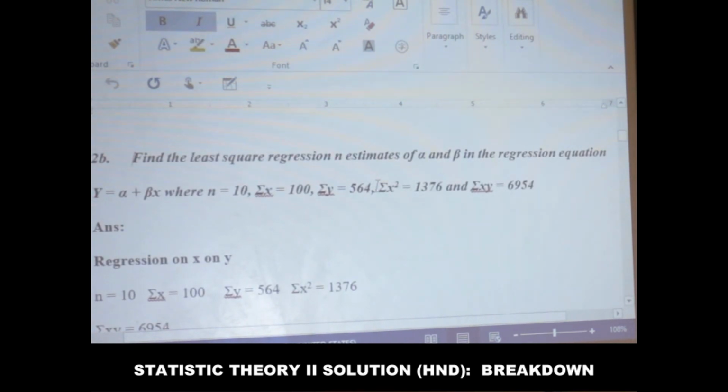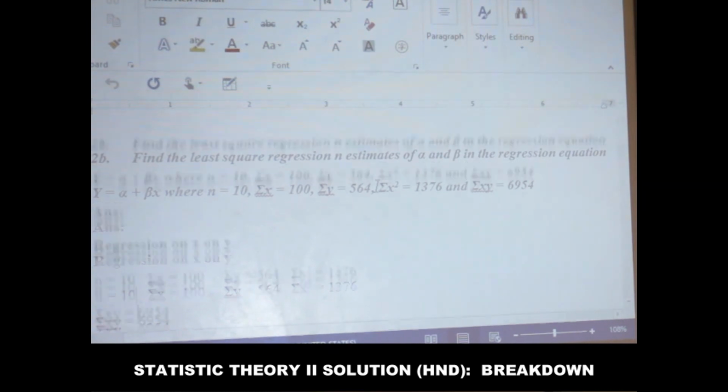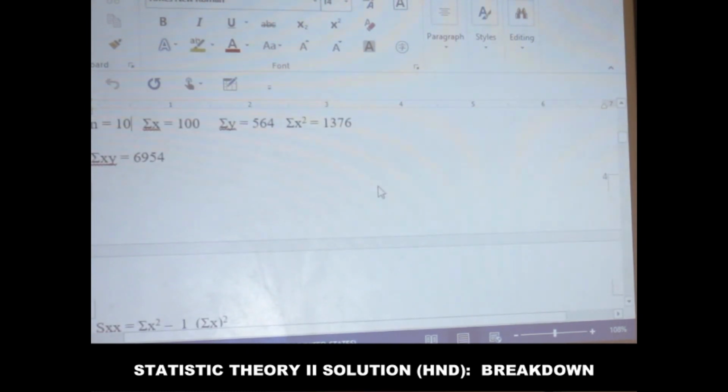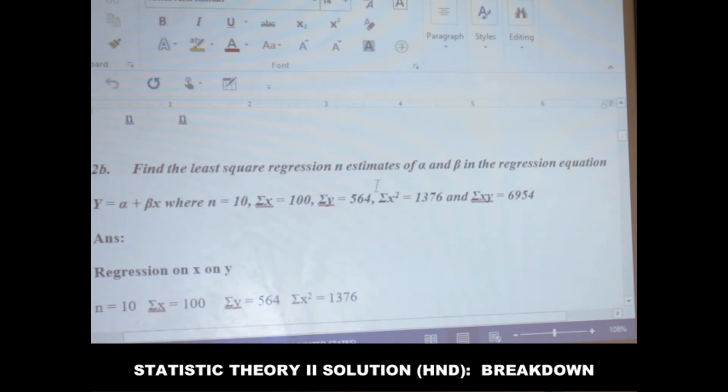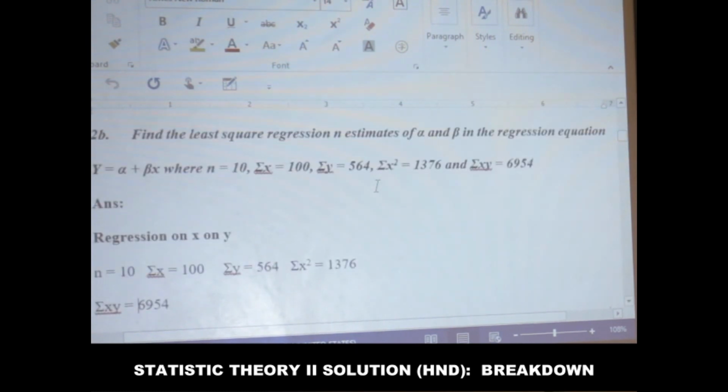data in 2b. Now we have y equals alpha plus beta x, where n is equal to 10, summation x is equal to 100, summation y is equal to 564, summation x squared is 13,376, summation xy is 6,904,54. So now we are looking for the least square regression estimate.